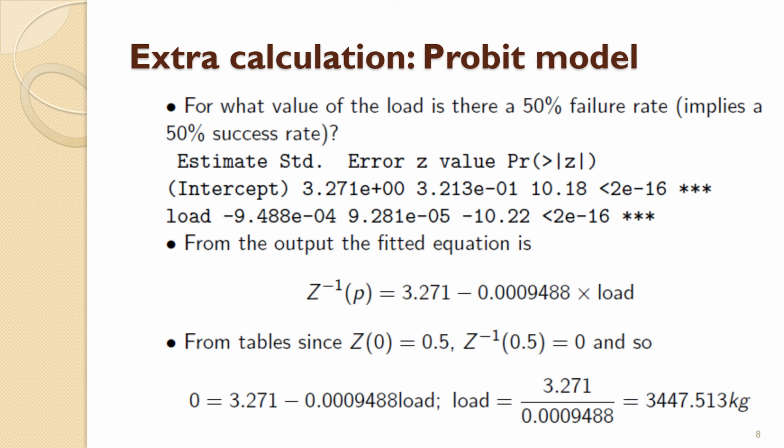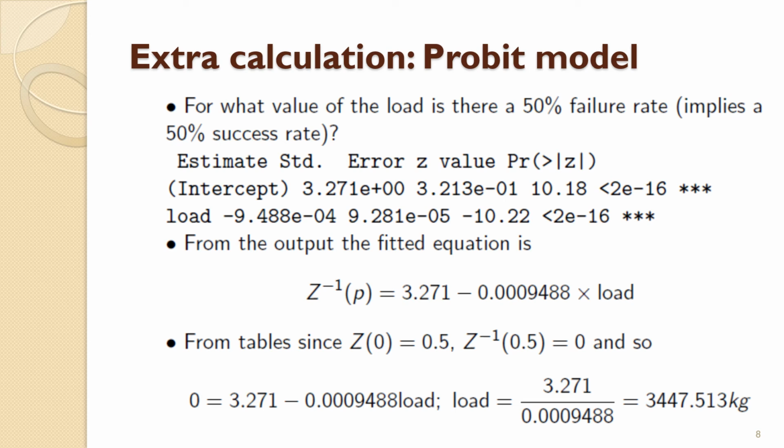So again, I just want to show you how the regression equation relates to this table. So what you've got is 3.271 minus 0.009488 times the load. From the tables, if you look at them, you've got Φ of 0 is 0.5, so this implies that Φ to the minus 1 of 0.5 is 0. That's coming from the bit at the top of the slide that the success rate is 50%, so the probability P is 0.5.